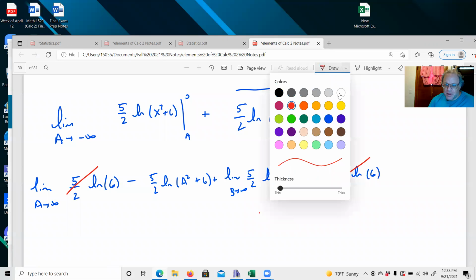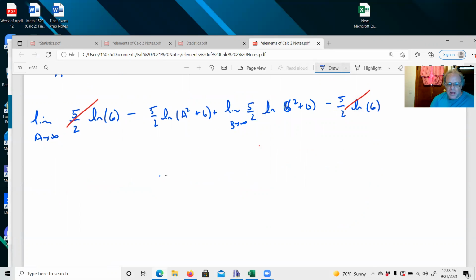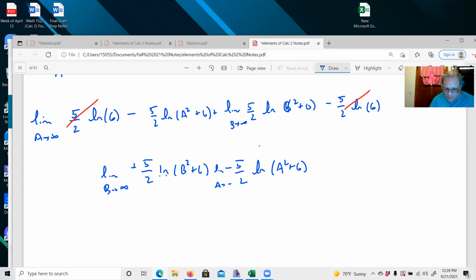Now the problem here is you can't do this. There is no way to say the natural log of b squared plus 6 as b goes to infinity, minus 5 halves ln of a squared plus 6 as a goes to negative infinity. There's no way to add these. Infinity is not a number. You can't do this. That's not something you can do.